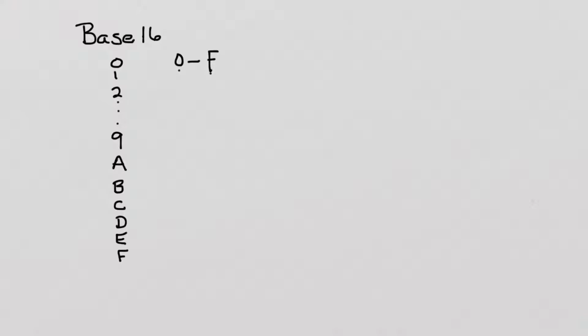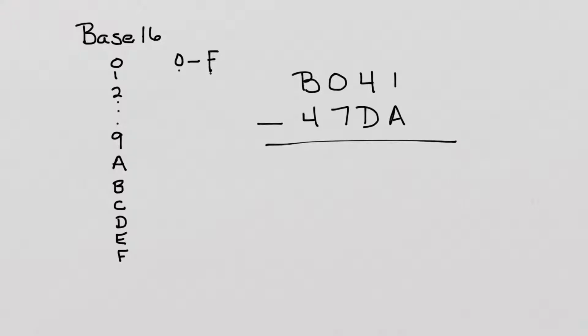All right, so now suppose we have B041 minus 47DA. And this is base 16 and base 16. So I'm just going to write those as numbers just to be quick. All right, so I start with the first place value, the ones place, just as you normally would. And I have 1 minus A. And I can't do that because that's a 1 minus a 10 really.